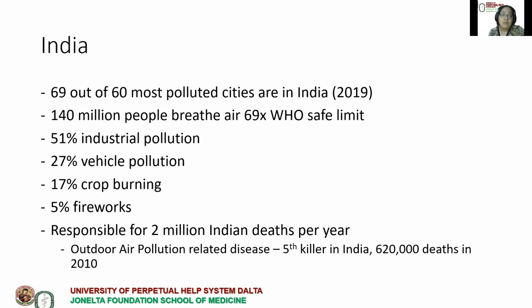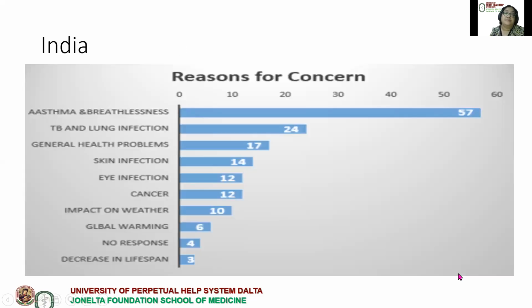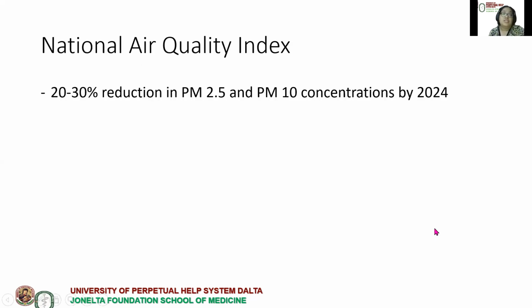It is responsible for 2 million Indian deaths per year, the fifth killer in India, responsible for 620,000 deaths in the year 2010. This is your air pollution index in New Delhi for particulate matter 2.5 AQI. It's indirectly or directly involved in a lot of respiratory diseases such as asthma, TB and lung infection, and other general health problems. Such that India established the National Air Quality Index, whose goal is for a 20 to 30% reduction in particulate matter 2.5 and 10 concentrations by the year 2024.